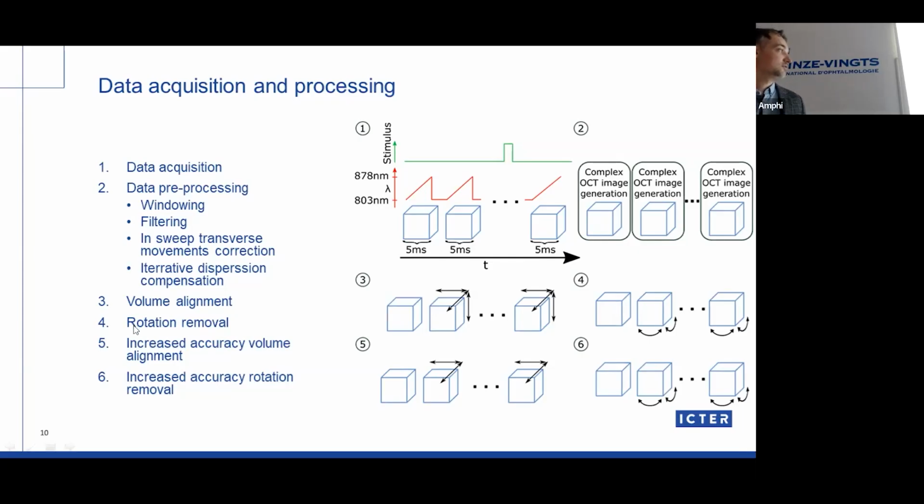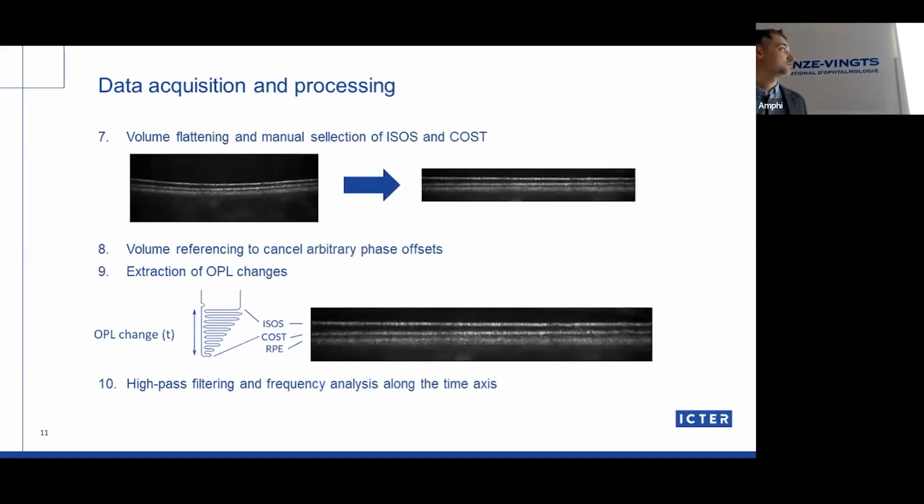And then we perform volume alignment, rotation removal, and increase the accuracy of volume alignment. So we apply padding to those volumes before computing the correlation. Then we use a simple flattening. So we axially shift each A-scan to have RPE at a single level, and then we manually mark the regions in which we suppose the layers of interest are present. Then we perform volume referencing to cancel arbitrary phase offset, and we extract the phase difference between the inner segment, outer segment, and outer segment tips. Finally, we high-pass filter the signal to remove low frequencies, and we Fourier transform it to display the spectrum.